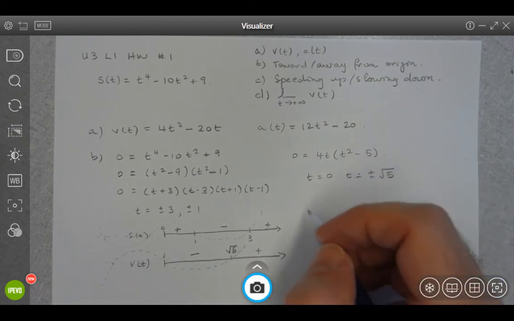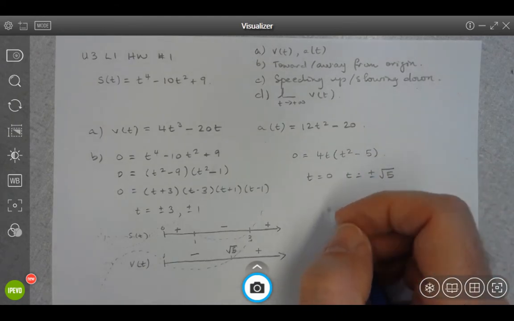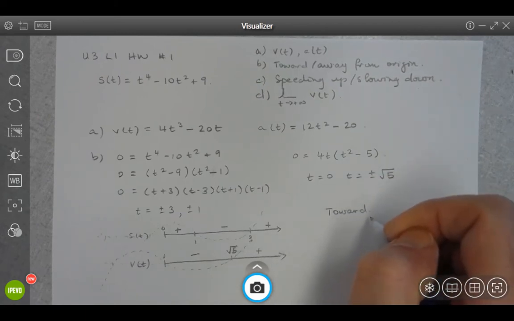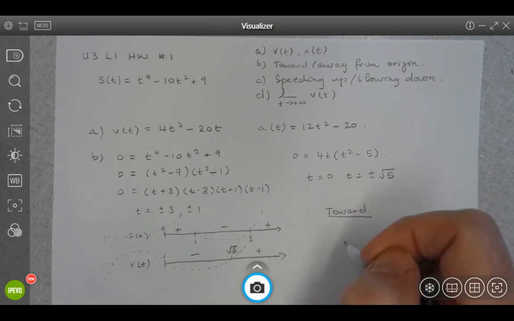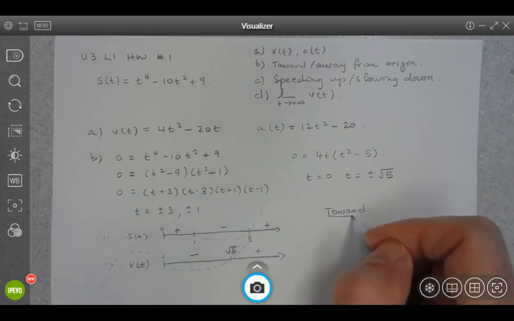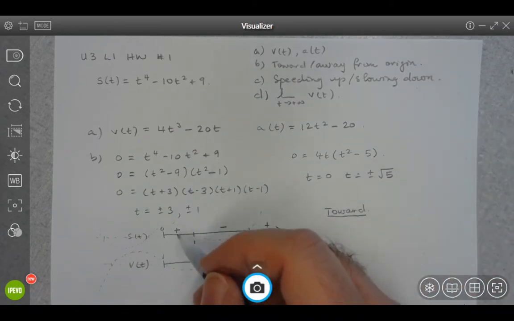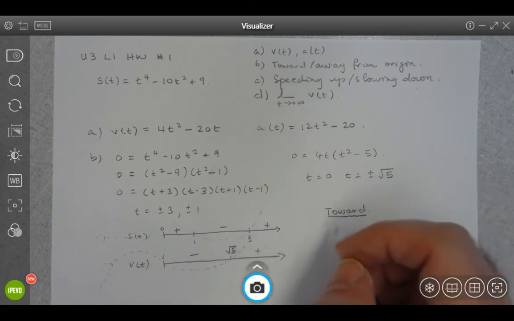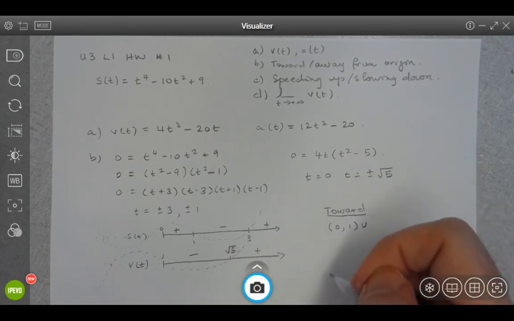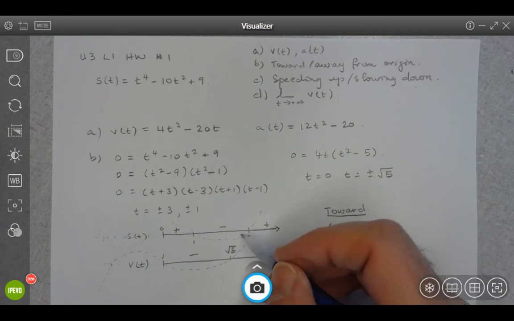All right, so let's do toward. We know that when we move toward the point of reference, we're going to be looking for where the signs are opposite to each other. And what I see here is between 0 and 1, the signs are opposite to each other. Okay, 0, 1. And then where else are the signs opposite? Well, it looks like it's between root 5 and 3, where we have positive and negative.